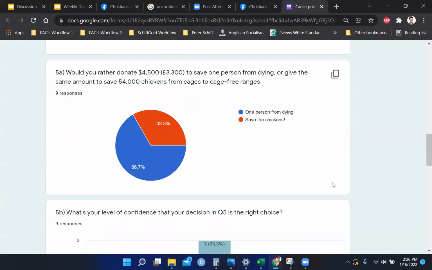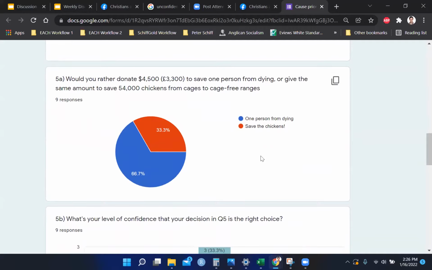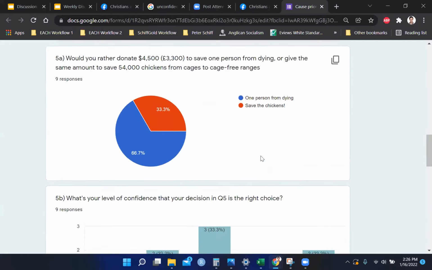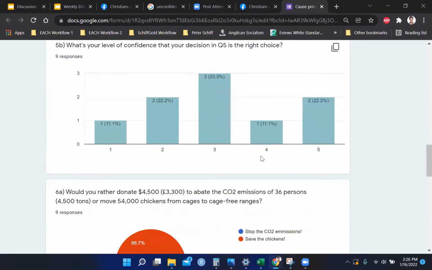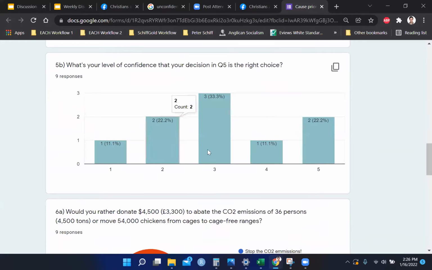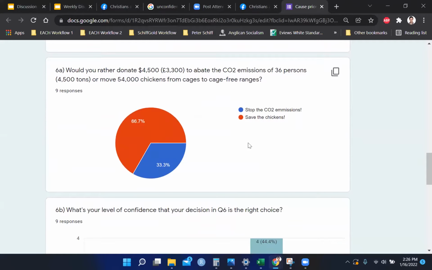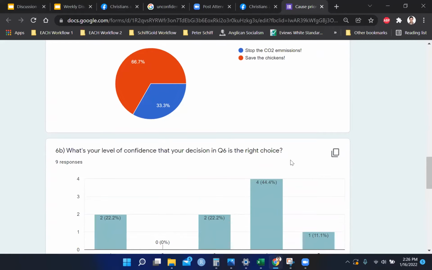Between chickens and people, well, I'm actually surprised that a third of us voted for the chickens. I expected it to be less. 2/3 for saving the person, 1/3 for the chickens. Confidence about the same as the last question. So CO2 emissions versus chickens. Okay, the same split, but 2/3 chickens, 1/3 emissions.